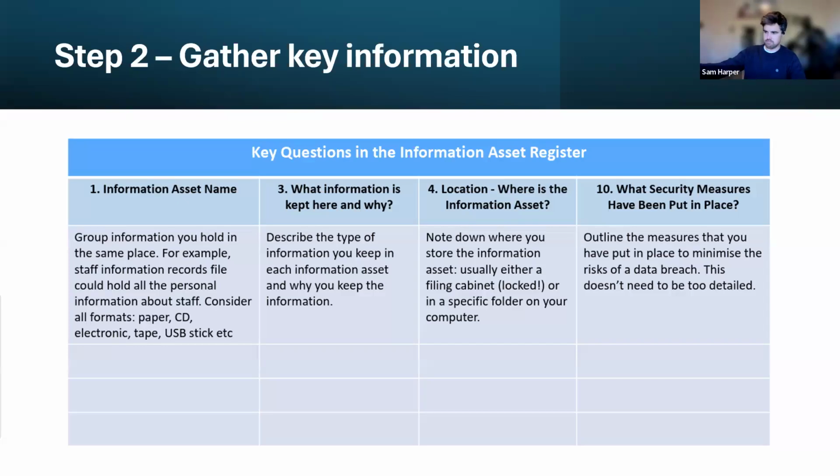And this is how you can list this out on the screen. So I've got an example here. So column 1, information asset name. Got a few examples here. As you can see, records, filing systems. Again, you're stating what it is. What information is kept in there. Again, describe that type of information. Where is the information asset? So you've got the information here. And then what security measures have been put in place.